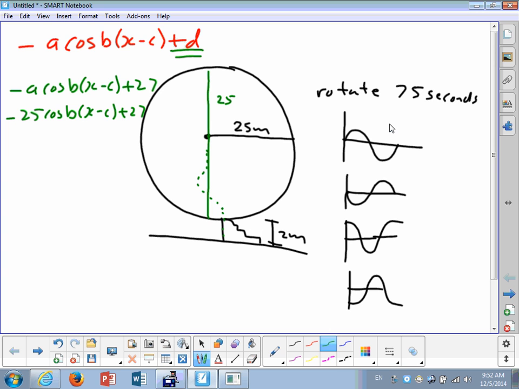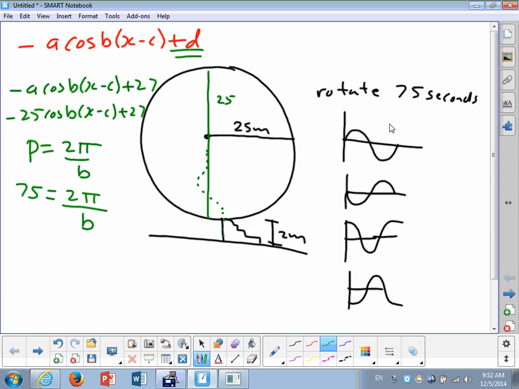What about the b? How would I find the b? The b is related to the period. The period is how long it takes to go all the way around. 75 seconds. I have an equation for the period, which is 2 pi over my b. So if I know my period was 75 seconds, 2 pi over what number would give me 75?